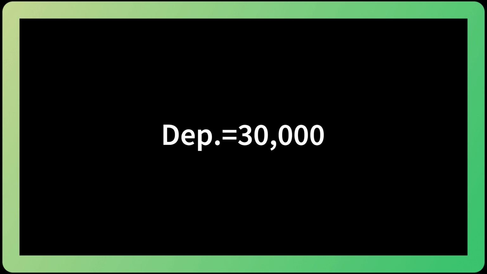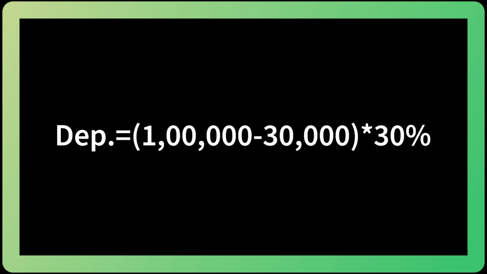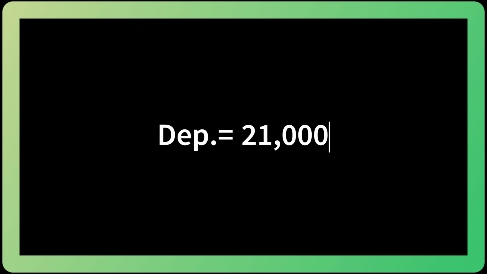30,000 rupees equals 70,000 rupees, and the depreciation expense for the second year would be 70,000 rupees multiplied by 30% equals 21,000 rupees. The advantage of using the diminishing balance method is that it recognizes that the asset's usefulness decreases more rapidly at the beginning of its life, and it allows for a higher expense in the earlier years of the asset's life.